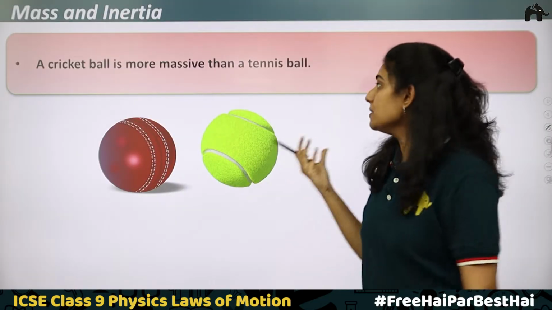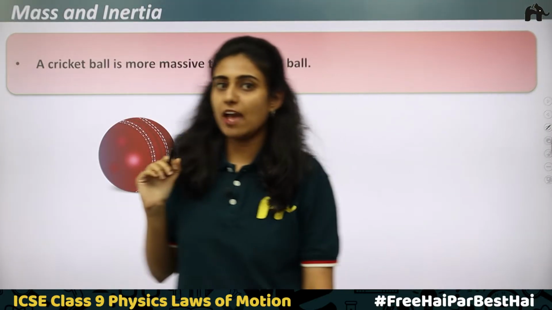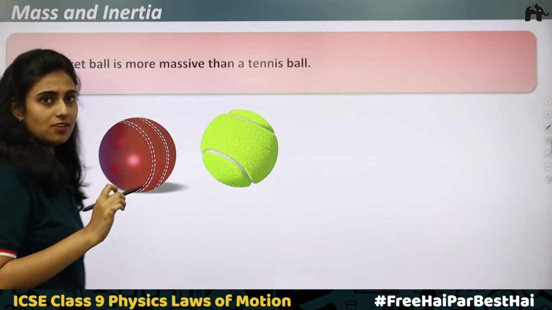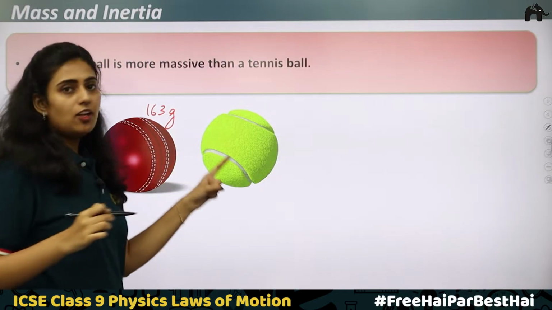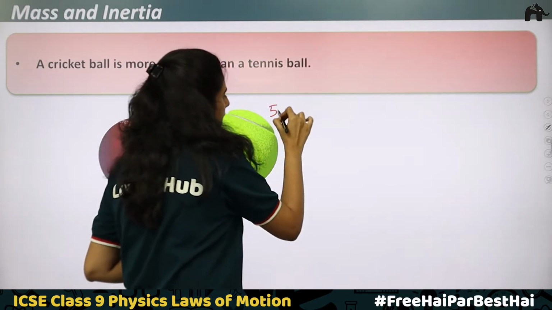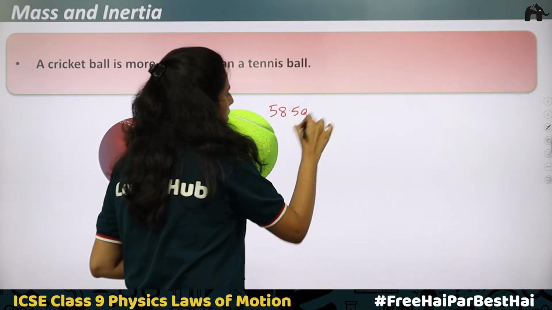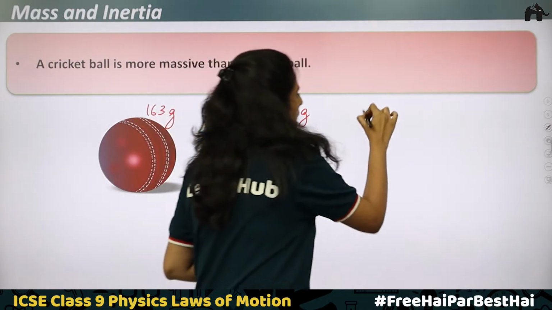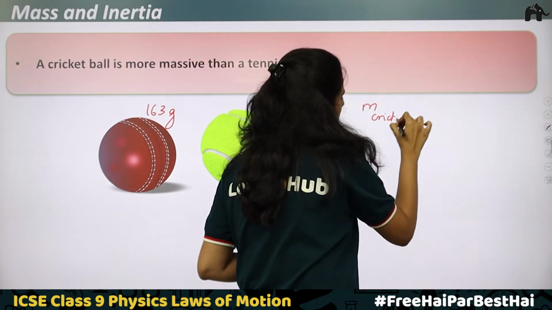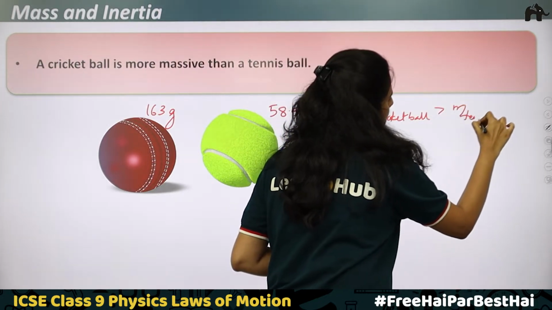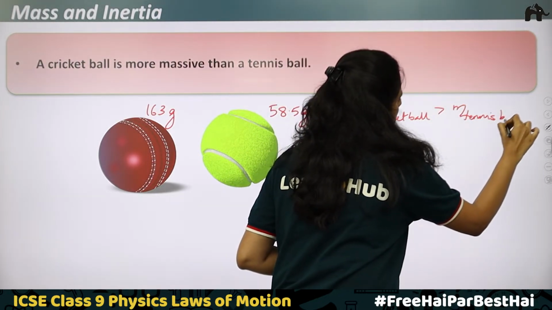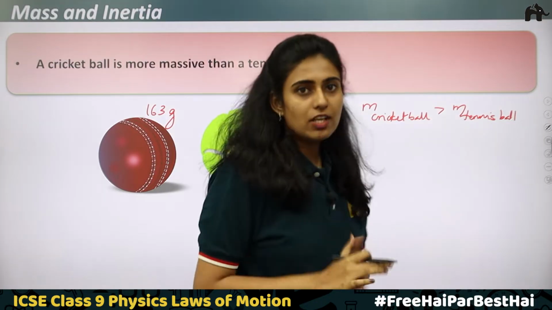A cricket ball is more massive than a tennis ball. Here we have a cricket ball and a tennis ball. The mass of a cricket ball is 163 grams and that of a tennis ball is 58.5 grams. From this, it is clear that the mass of the cricket ball is greater than the mass of the tennis ball. In which case, inertia will be more?